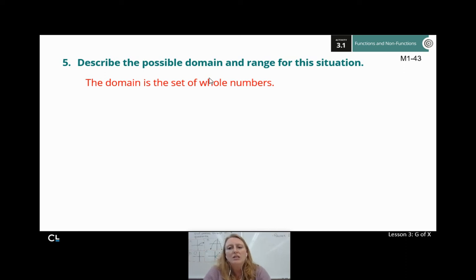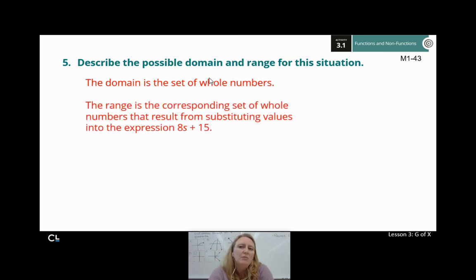The range is a little different, and this is going to sound wordy, but just go with me. The range is the corresponding set of whole numbers that result from substituting values into the expression 8s plus 15. So your range, your cost, remember ranges are cost, your range is also going to be whole numbers, but it's not all of them, is it? It depends on what you plug in for your number of t-shirts.